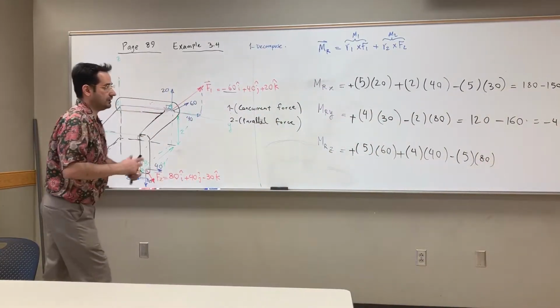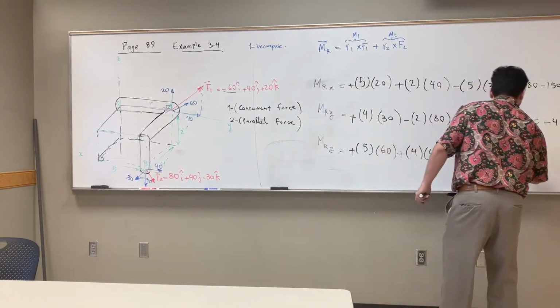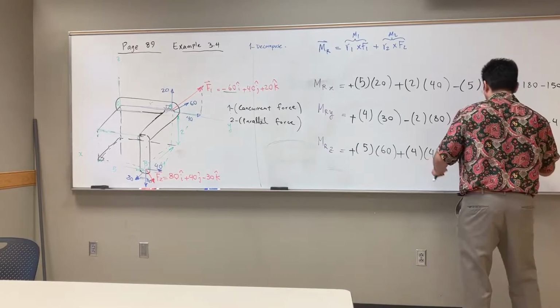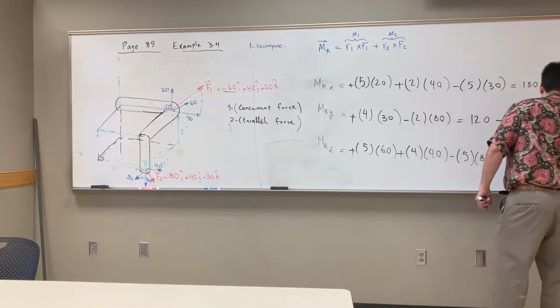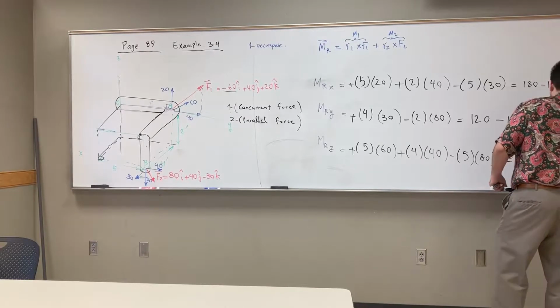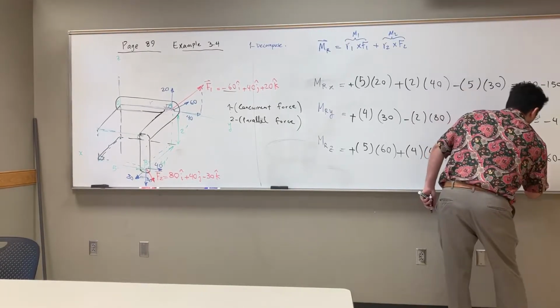All right, so let's do computation. That's going to be 300 plus 160 minus 400. So that's 460 minus 400, positive 60.